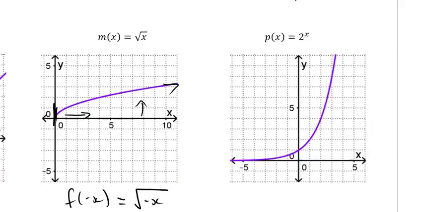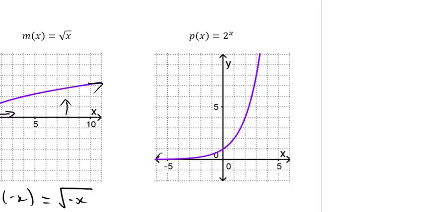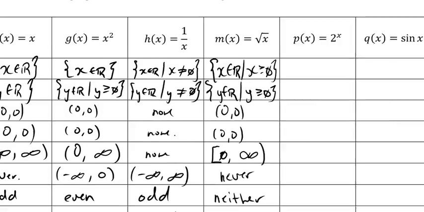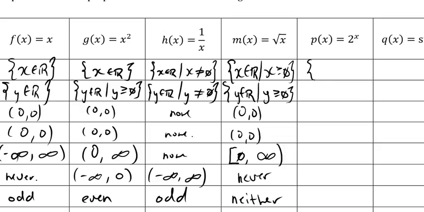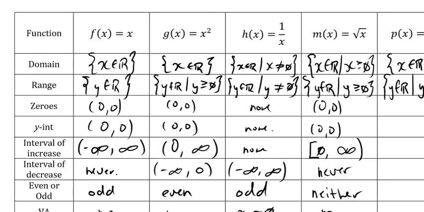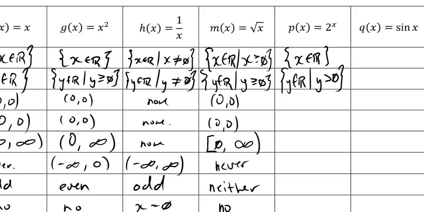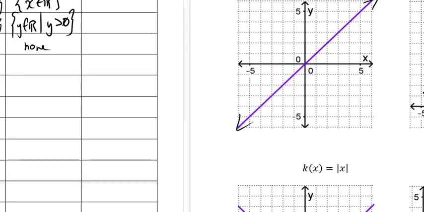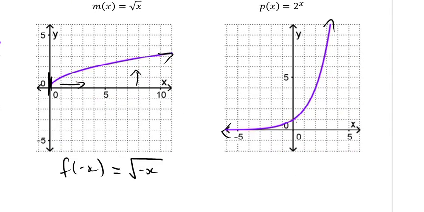Okay, 2 to the x, take a look at that one. Some similarities in its behavior and some differences. X is an element of the real numbers. X can be anything. Y will always be just greater than 0. It will never equal 0, but it'll always be greater than 0. It does not have an x-intercept. The y-intercept occurs at 0, 1.